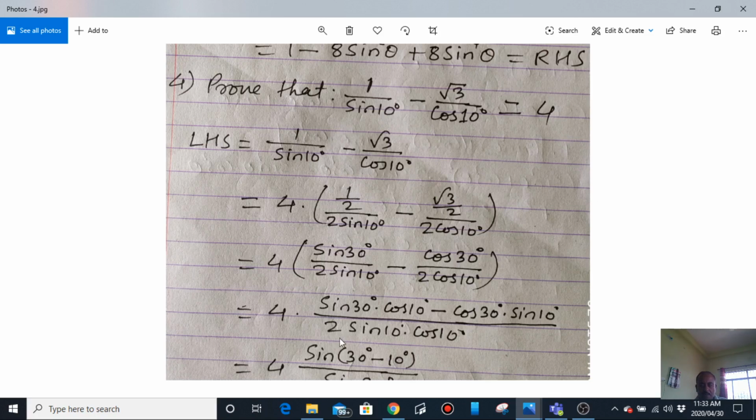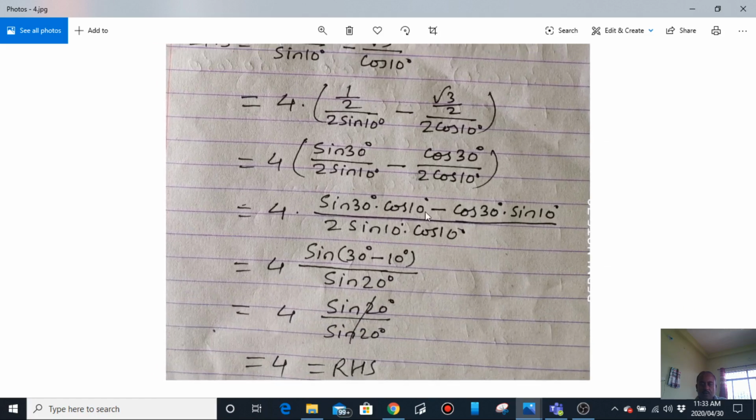Take LCM, 2 sin 10 degree cos 10 degree. So cos 10 degree will be multiplied here: sin 30 degree into cos 10 degree minus cos 30 degree into sin 10 degree. And you know this numerator is in the form of sin A cos B minus cos A sin B. Its result is sin(A minus B), that is sin(30 degree minus 10 degree). In the denominator, 2 sin A cos A is sin 2A. Double of 10 is 20. So sin 20 degree.